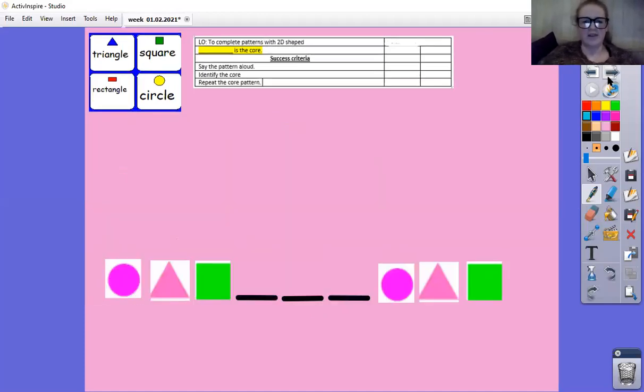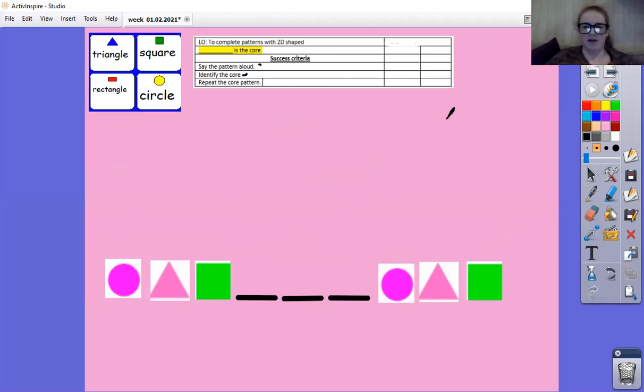Oh, so here the missing part is in the middle. Well, let's follow our success criteria and not let it throw us. So, say the pattern aloud. Pink circle, pink triangle, green square, space, space, space, pink circle, pink triangle, green square. Okay, we've said the pattern aloud.